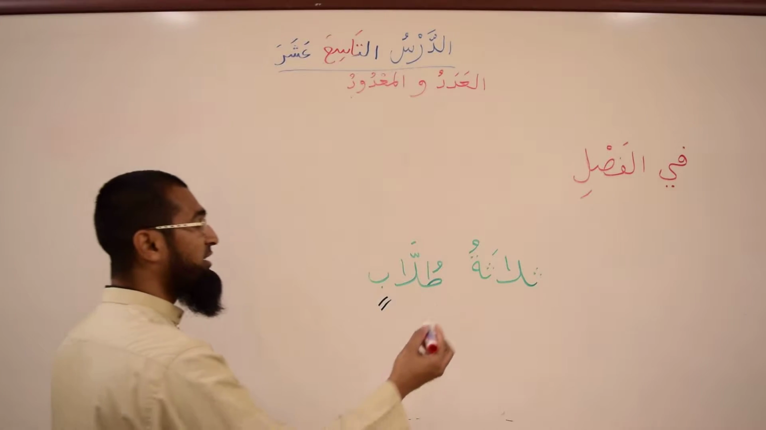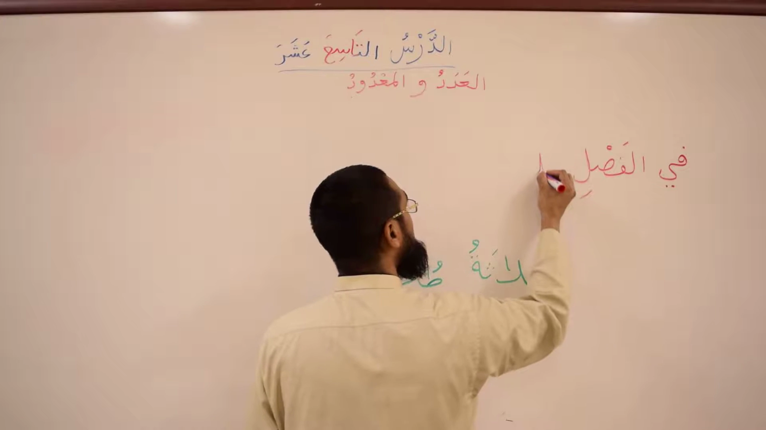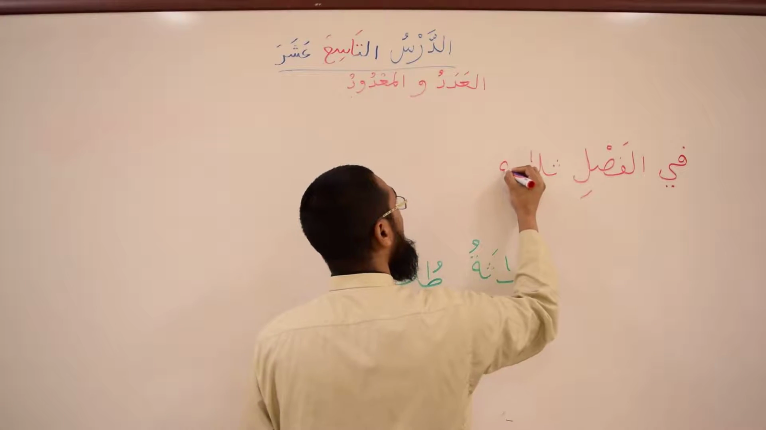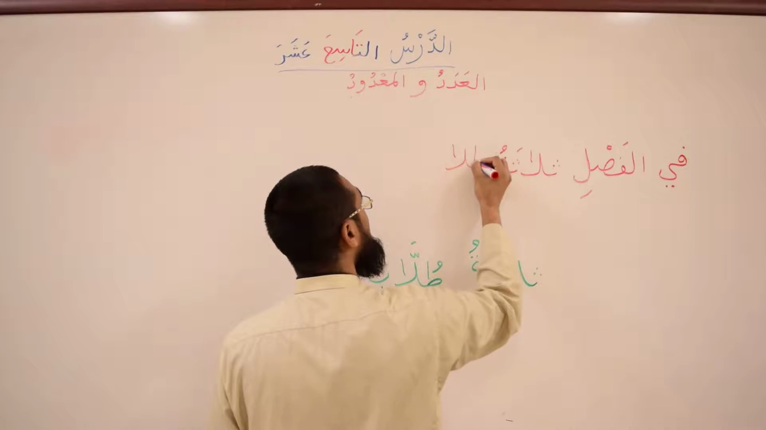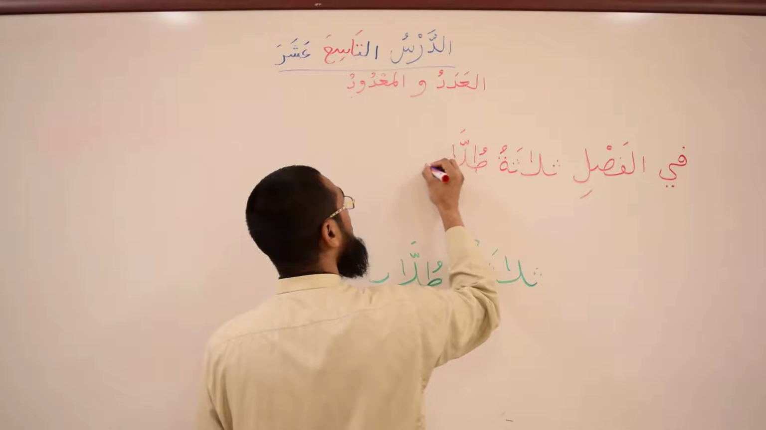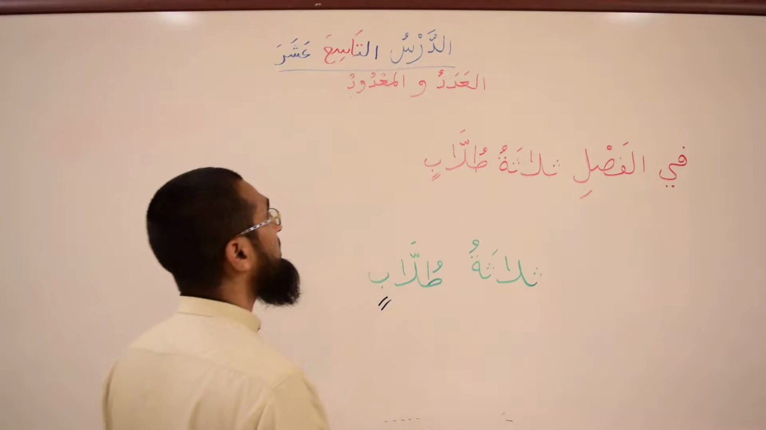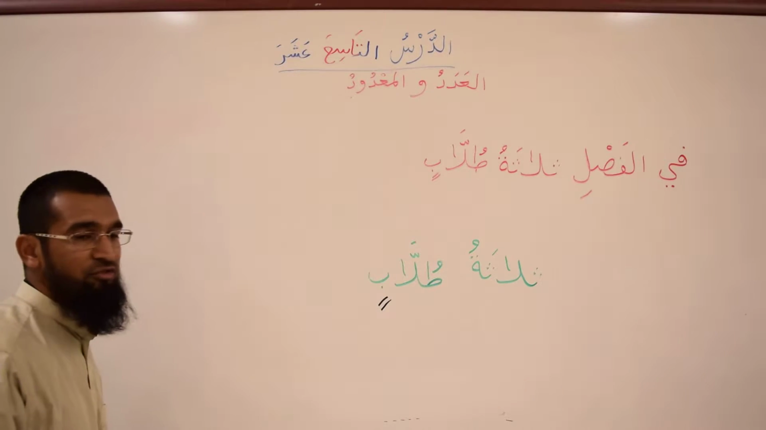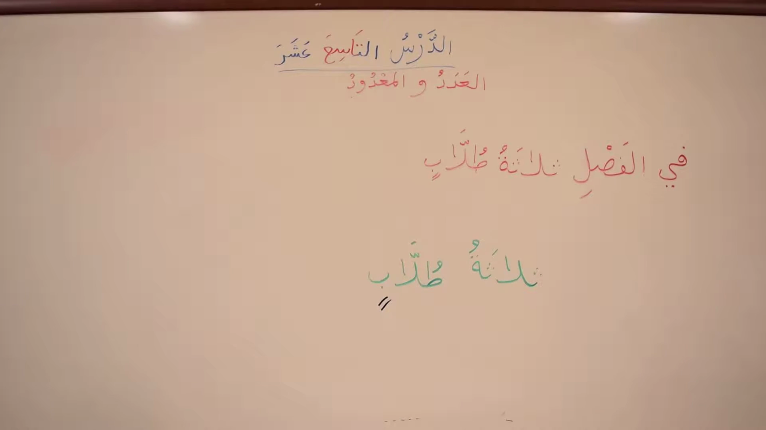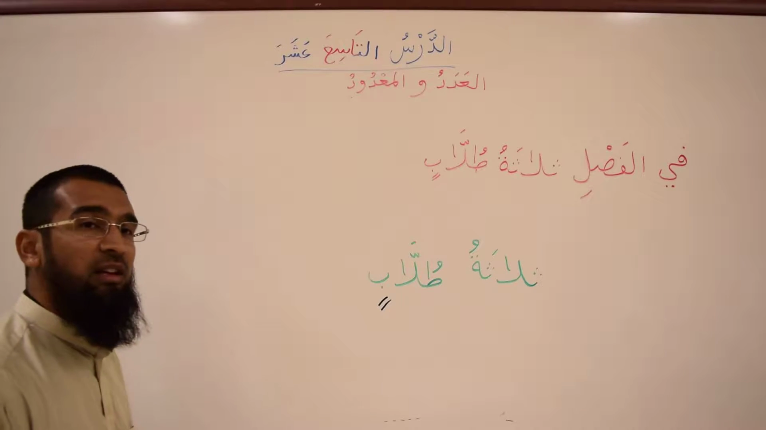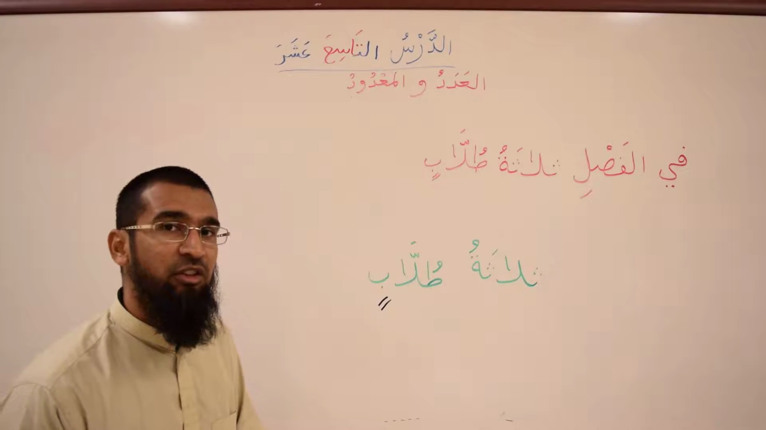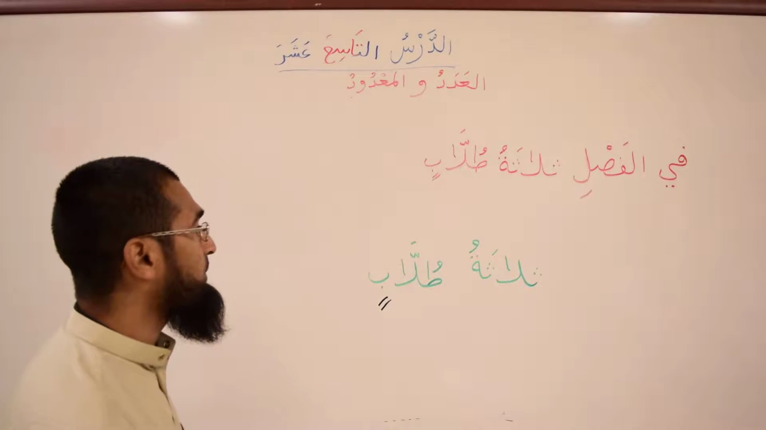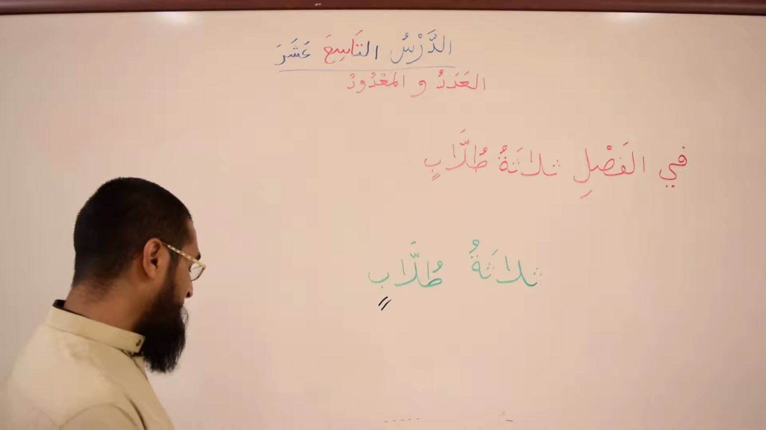So now let's write it. Fil fasli. Thalathatu tullabin. In the classroom there are 3 male students. Now let's say we wanted to change it around and say in the classroom there are 3 female students. What are going to be the changes?